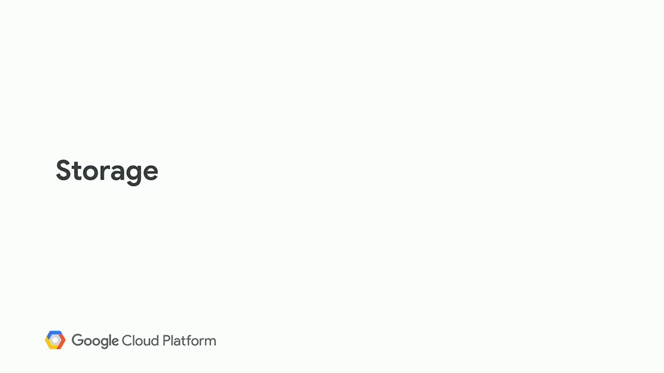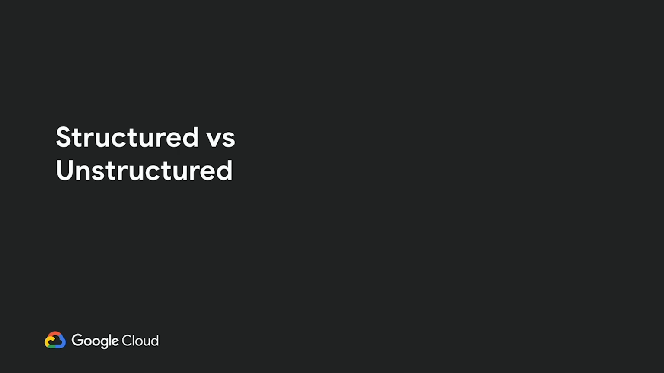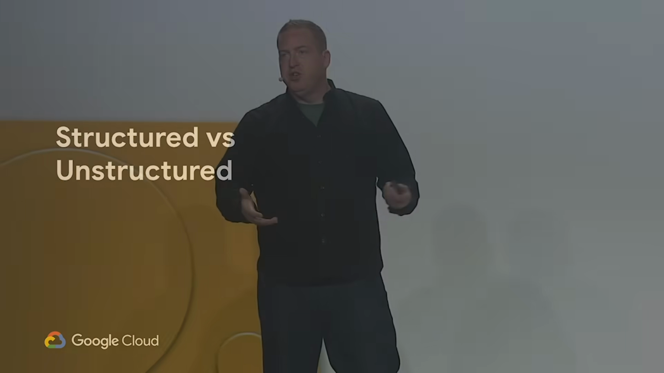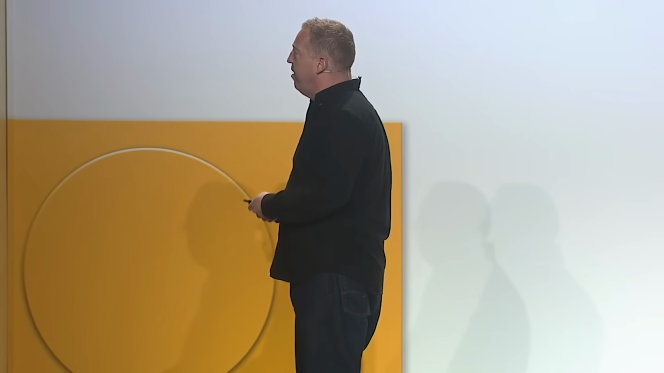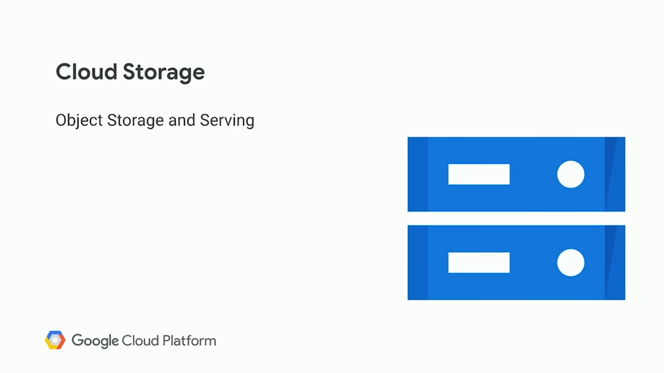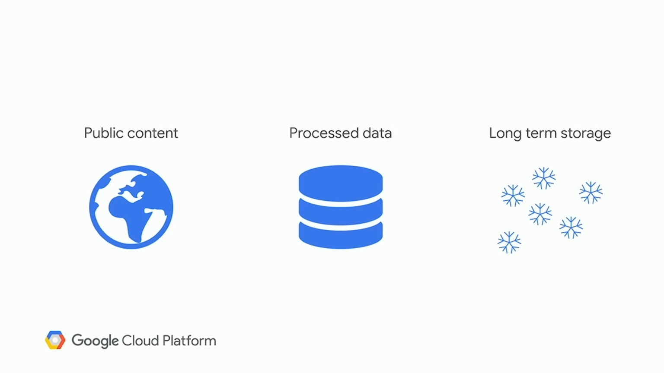Great. All right, we're going to move gears to storage. So storage, we basically divide into structured or unstructured storage. Structured are things like data, application data, user data, and unstructured things like files and blobs and pictures and other things. So we'll start with unstructured. And we'll start with cloud storage. Cloud storage is object storing and serving. If you want to have a giant bucket where you put all your files and serve them up to the world, this is the way you would do it.